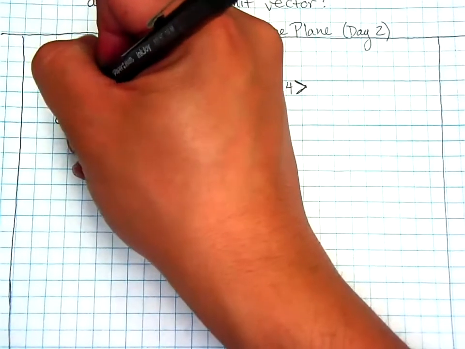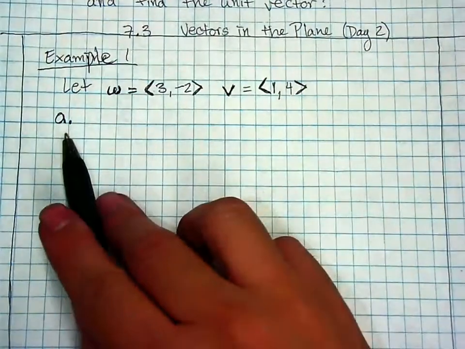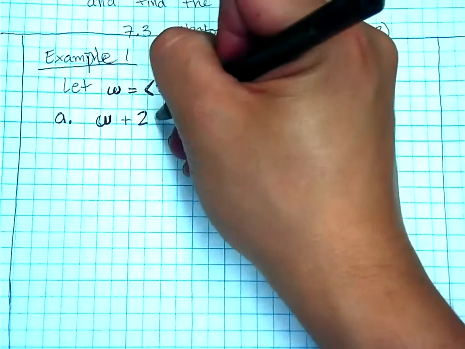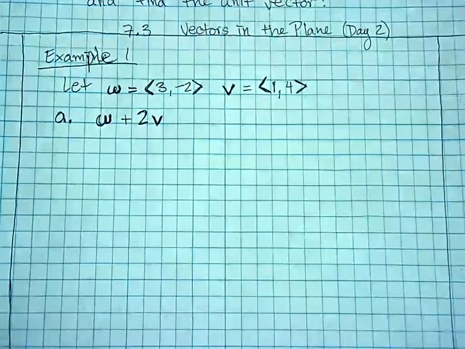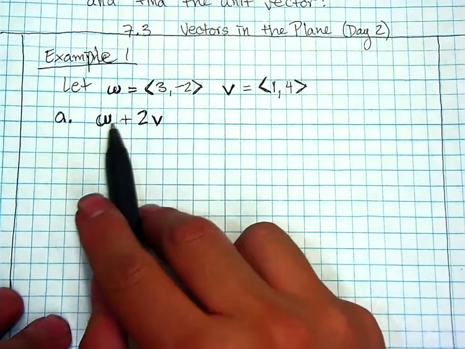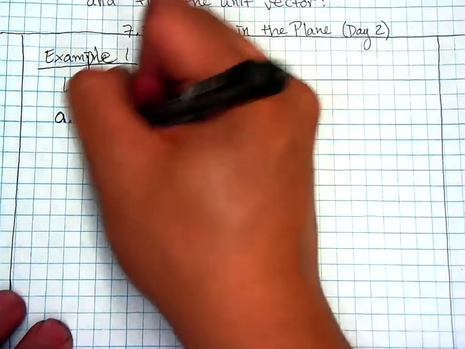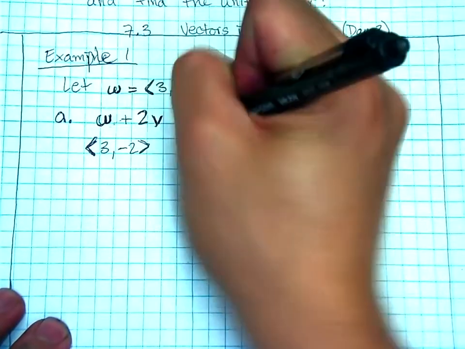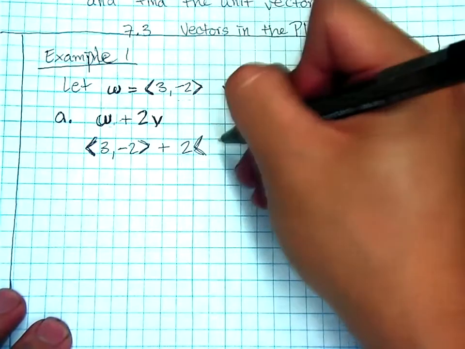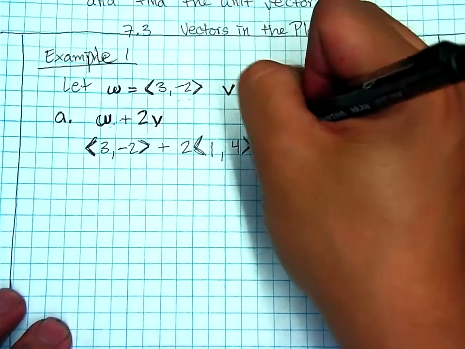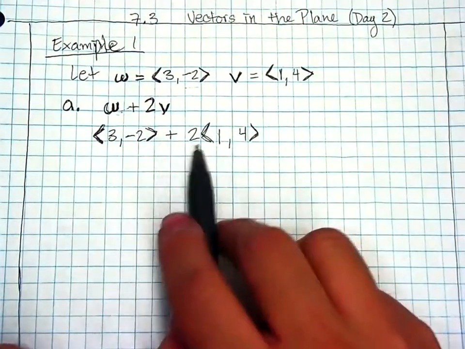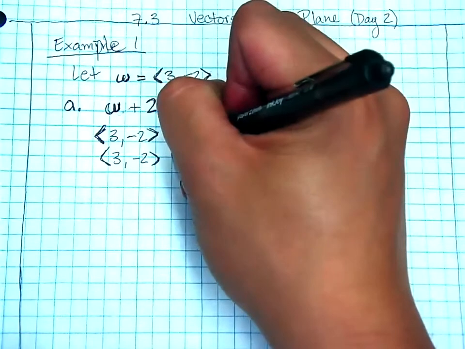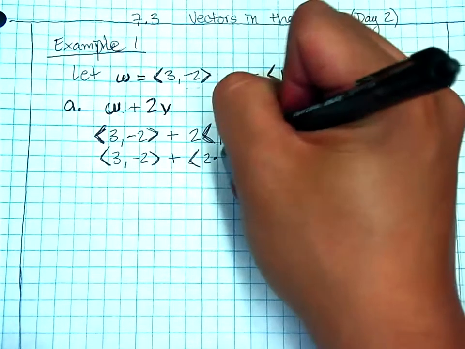Okay? So let's go ahead and start off with the first part of example 1, so letter A. We'll have vector w plus 2 times vector v. Okay? So how you're going to write it out is basically you substitute each vector with its component form. So w will become 3, -2, then plus 2 times the other vector, so 1, 4. Right, so simple enough, we're just substituting in. Here, I'm going to distribute the 2. And I am showing all of the work, but you don't need to necessarily do all that.